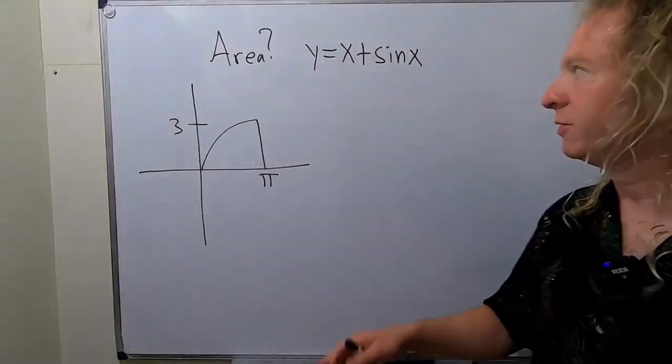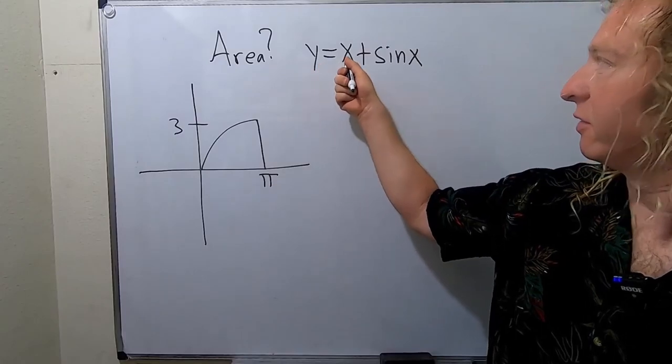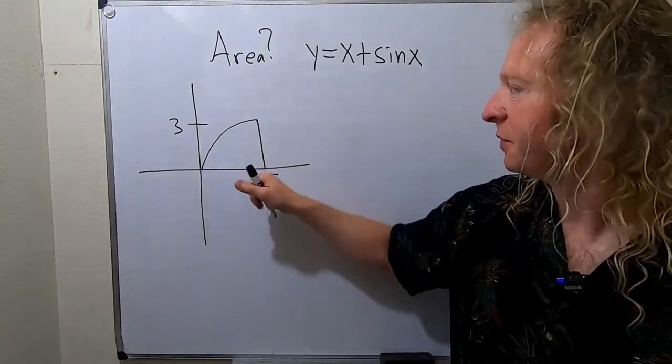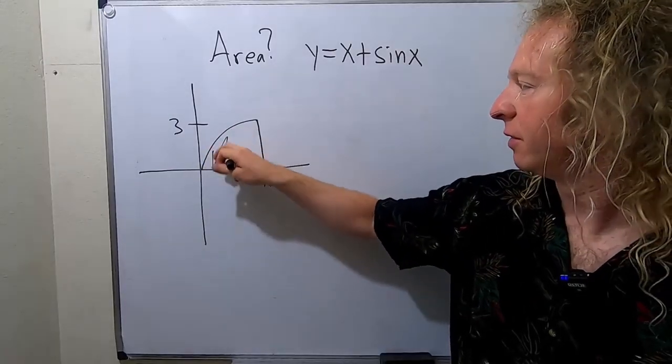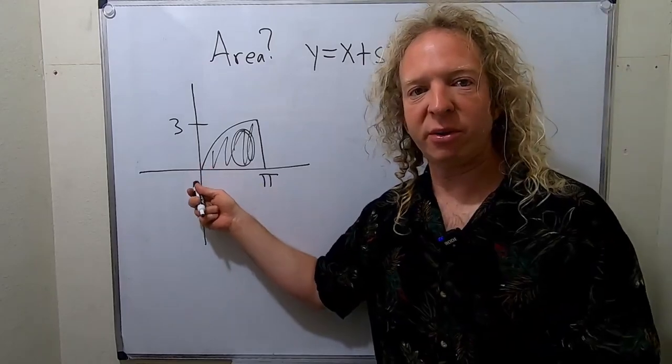In this video, we're going to find the area given in this picture. So this is the graph of x plus sine x, and we're restricting the domain from 0 to pi. So we're looking for this area here. So this area here is given by the definite integral from 0 to pi.